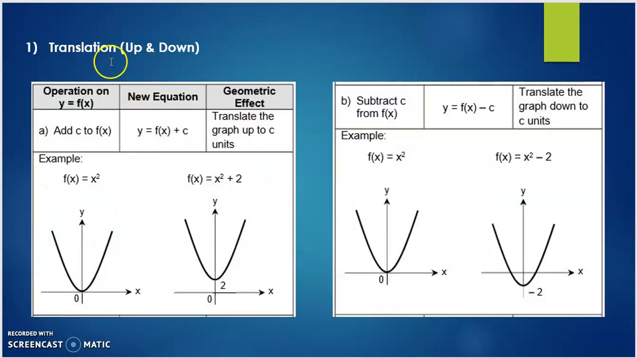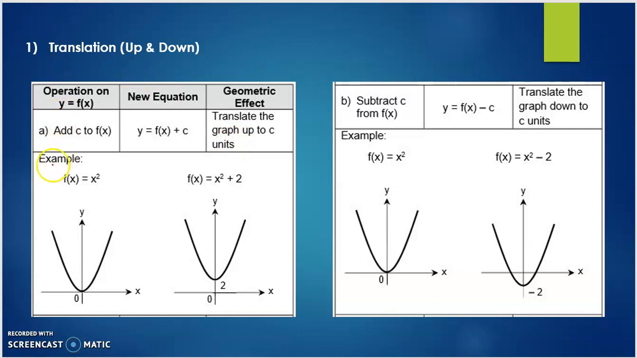Next, we look at translation up and down. The first column is the operation on y equals f(x). The second column is the new equation. And the third column is the geometric effect. Let's look at what happens if we add c to the function f(x), so y equals f(x) plus c. The graph will be translated up by c units.